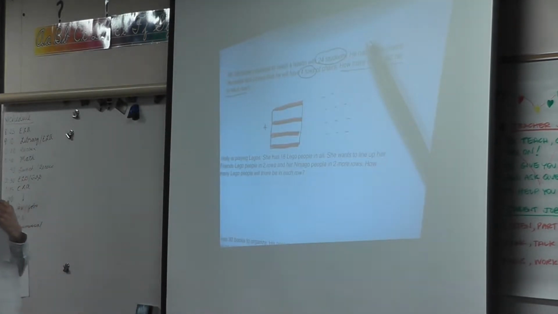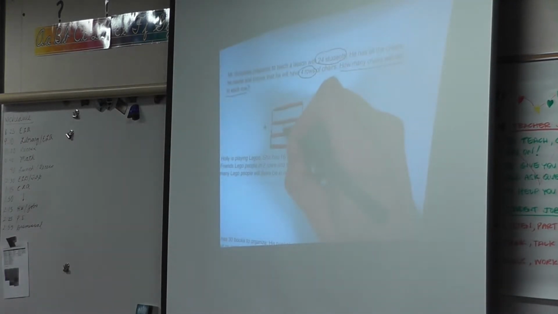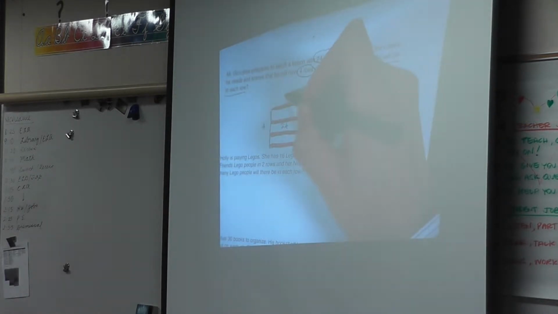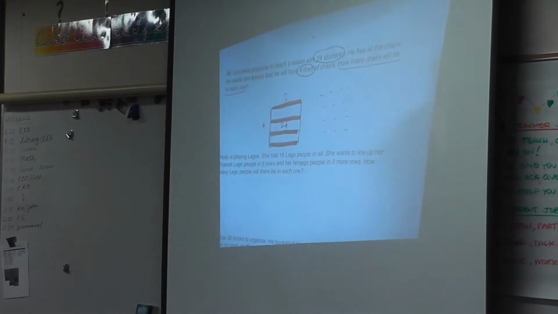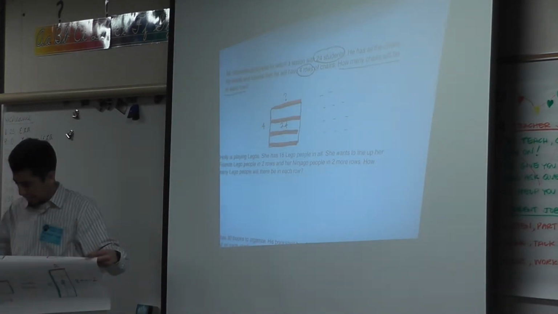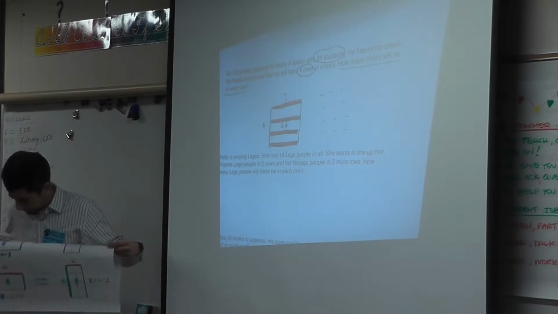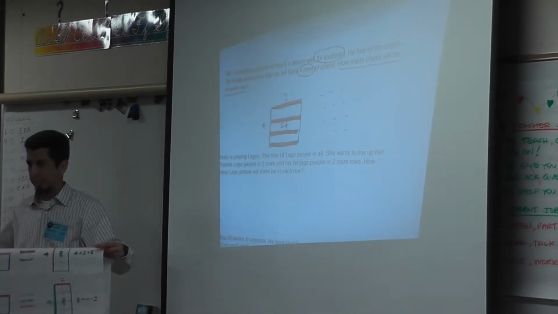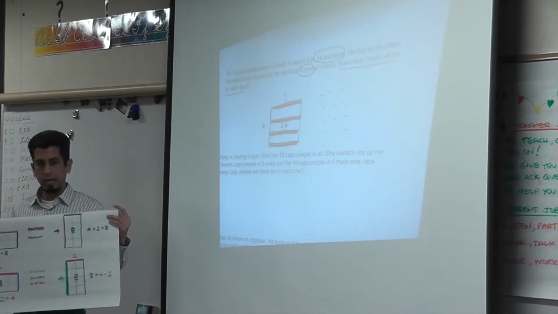Total number of chairs? I'm going to have 24 somehow. Right? Okay. Now, what side don't I know? I don't know the top side, do I? I don't know how many are in each row. There's my question mark. So, if I have 2 pieces of information, I can multiply or I can divide.